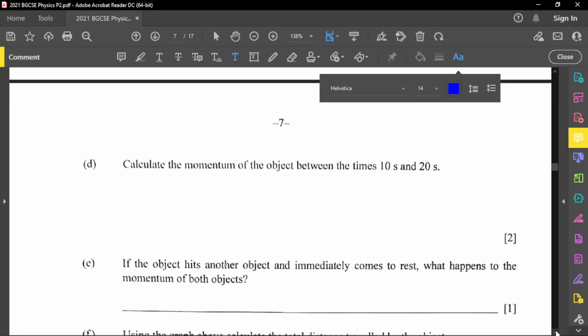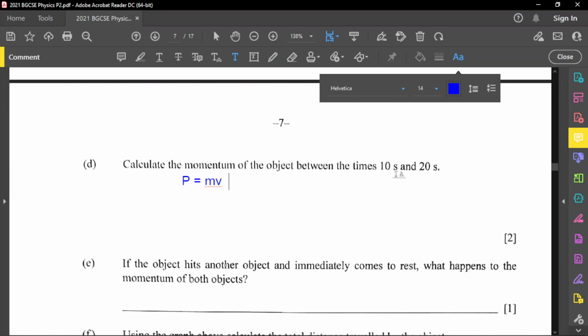So part D is to calculate the momentum of the object between the times of 10 and 20 seconds. So let's go to the graph to see exactly what is going on there in terms of what we should calculate. First thing you need to know is what momentum is. Momentum, let's put that as P, but it's not an exact P; there's a small thing on the bottom as you should remember. So momentum is equal to mass times velocity. We already know the mass is 100 kg. Okay, so we know that.